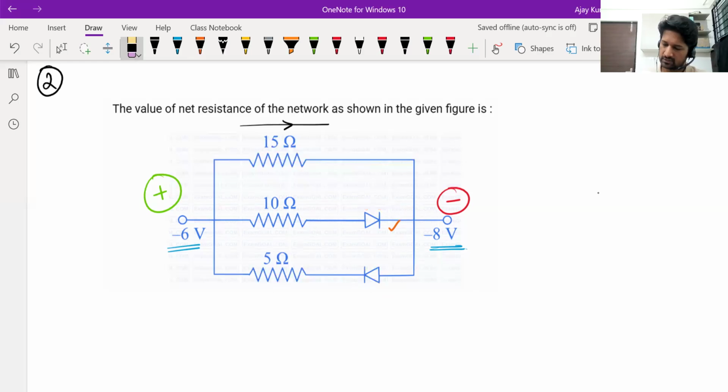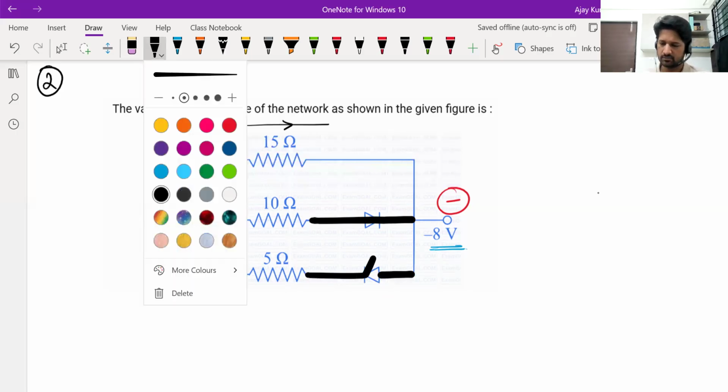So you have to consider this situation like this. You can think of this diode as a wire, but you will have to think of this diode as an open switch. That's all. The diodes are ideal. If they don't mention anything in the question, you will assume they are ideal diodes.